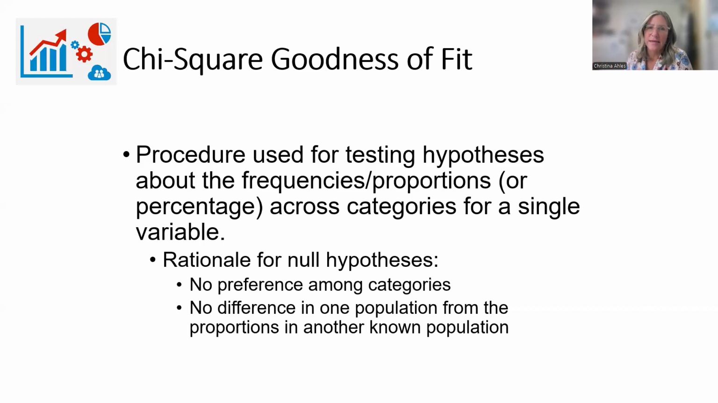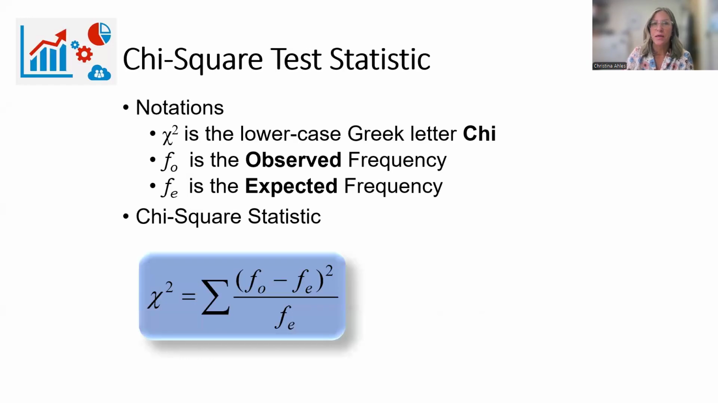Really, all this is saying is there's no preference among categories if you're talking about the null hypothesis, because again, we're testing the null, we're actually trying to disprove the null. And the null would be that there is no preference across categories, or no difference across the categories, or no proportion is greater in either of the categories or any of the categories. And it can be more than two categories within a variable.